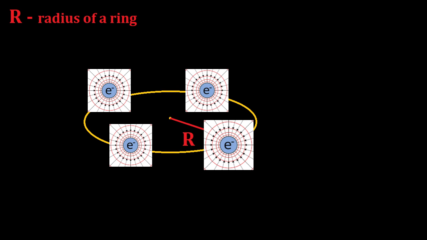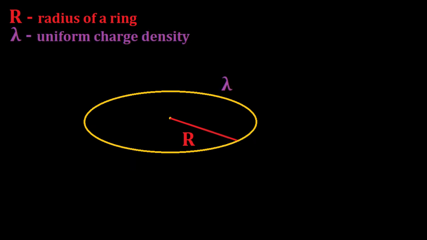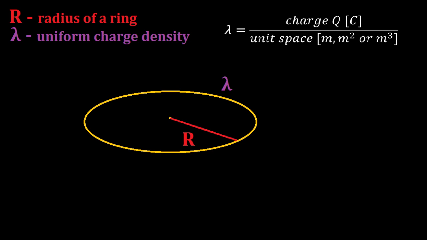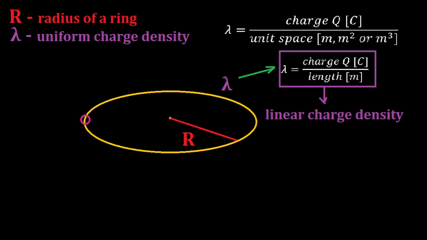We have a ring of radius r. A ring that can produce an electric field needs to be electrically charged, so we'll let it have some uniform charge density lambda. Charge density is analogous to mass density. Instead of mass per unit space, it's charge per unit space, depending on the dimensionality of an object. The ring is just a curved line, so charge density is equal to charge per unit length. It is therefore a linear charge density.